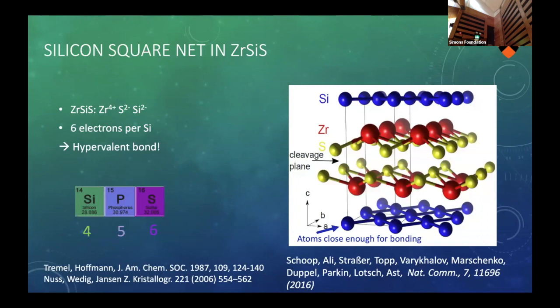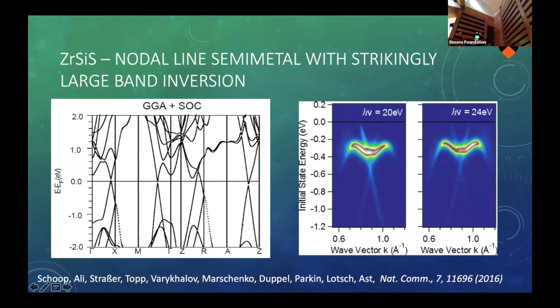And so can we have this in real materials? Yes, we can. We can, for example, look at this compound, zirconium silicon sulfide, where we have such a silicon square net, also with 6 electrons per silicon in the material. And this compound, which I already studied some time ago, has been shown to have these really beautiful, large linearly dispersed bands and band crossings.